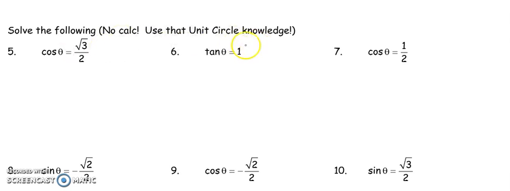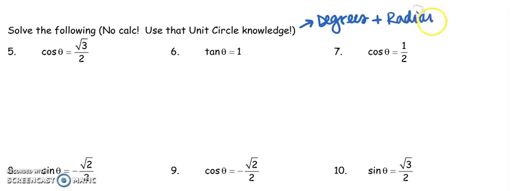So solve the following without a calculator. I do want to add in here that I want you to give this to me in degrees and in radians, just so we can practice. I actually think more along radians than degrees because degrees are not a real number. So anyway, we have cosine. This is the same thing as saying this, just to let you know.